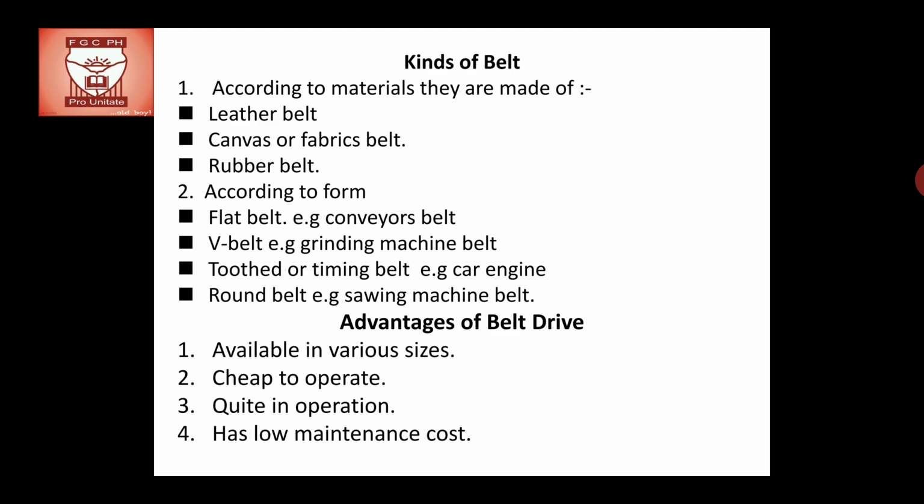We have round belt. This one can be seen in sewing machine. Now, this belt I mentioned here, round belt, flat belt, V belt, it can be leather, it can be rubber. So a flat belt can be made of rubber or it can be leather. Round belts can be made of rubber also or leather. So these are the kinds of belts you see in the market.